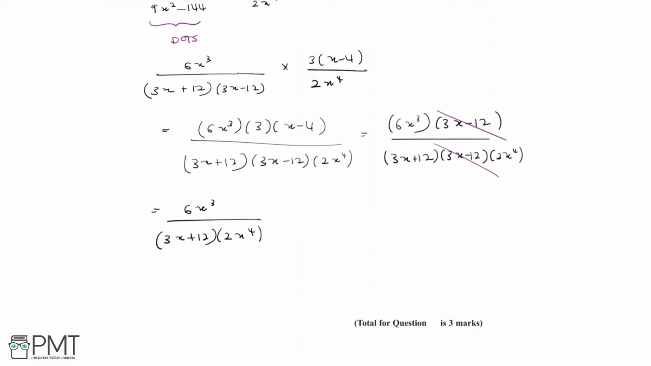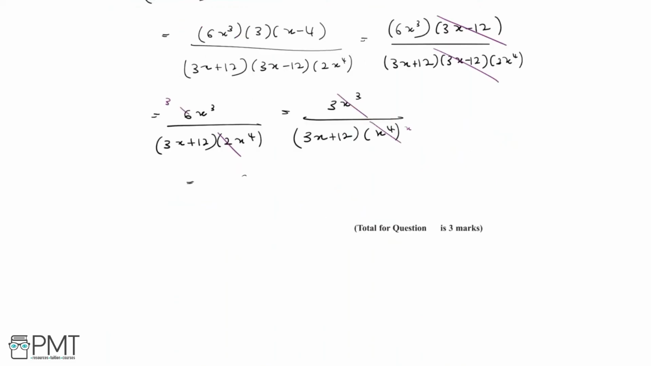We can get rid of the 2 in the denominator by dividing by 2 on both the numerator and the denominator. When you divide by 2 on the numerator, you'll end up with 3. So by dividing both by 2, we're going to end up with 3x cubed divided by 3x plus 12 multiplied by x to the power of 4. Now we can get rid of the x cubed at the top. The x cubed will disappear on the numerator and we'll be left with an x in the denominator. So this now becomes 3 over 3x plus 12 multiplied by x.